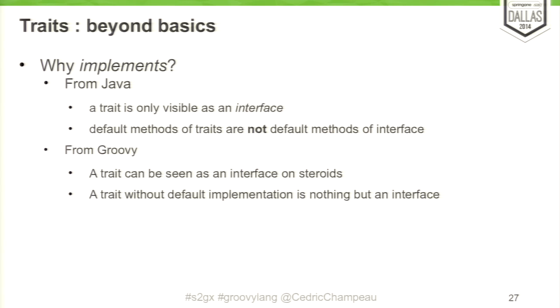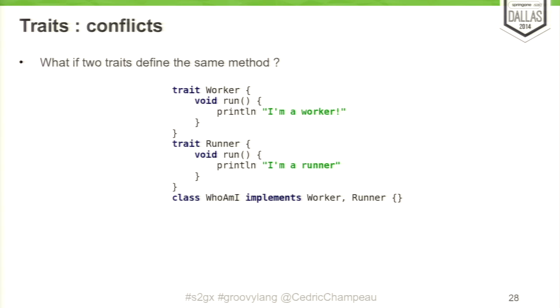So beyond the basics, of course, with all new features, we have problems. So what are the problems? What if two traits define exactly the same method? So I have a trait Worker, and it had the idea to use the run method. And a colleague of yours actually defined a trait which is called Runner and uses the run method. And you want to implement both features, so you have a conflict. Which method will you use?